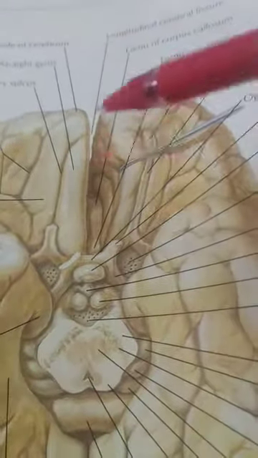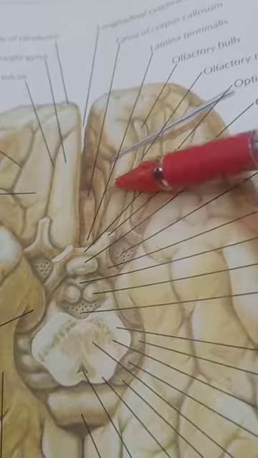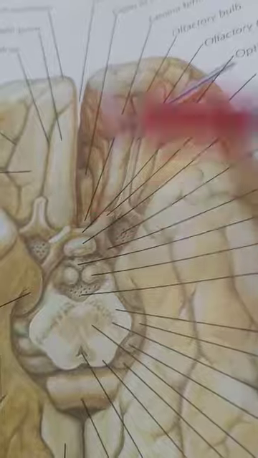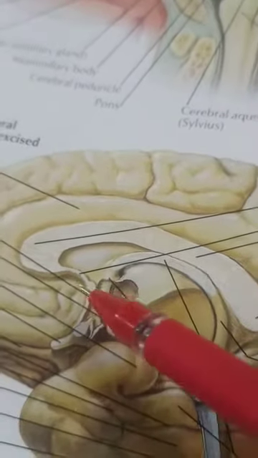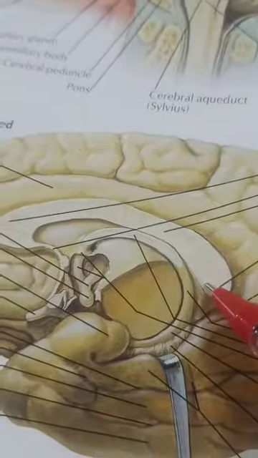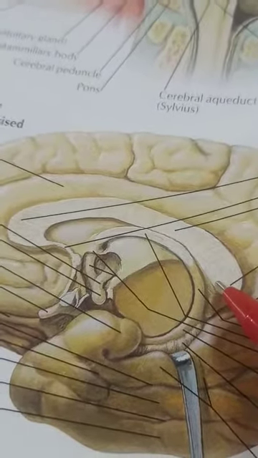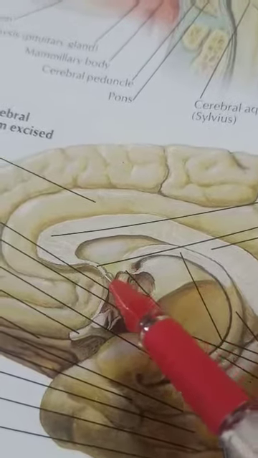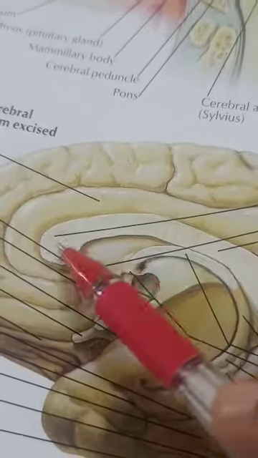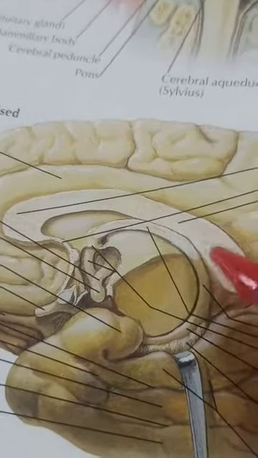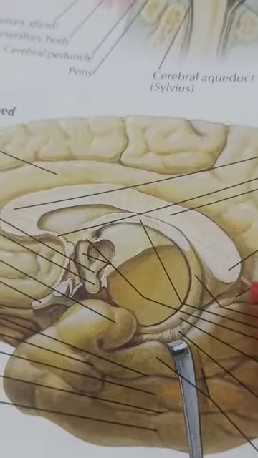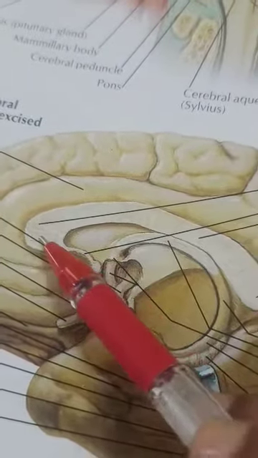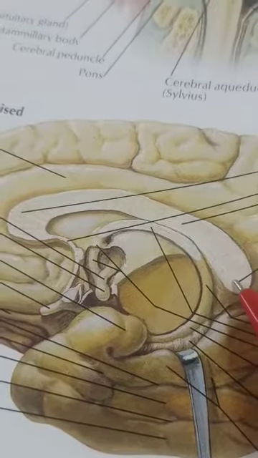Here we can see some part of the corpus callosum, which connects the two cerebral hemispheres. This is the corpus callosum, which is white matter connecting the two cerebral hemispheres. It has an anterior part known as the rostrum, and this thick part is known as the genu. There is a main part known as the trunk, and posteriorly a bulging part known as the splenium. So these are the parts of the corpus callosum: rostrum, genu, trunk, and splenium.